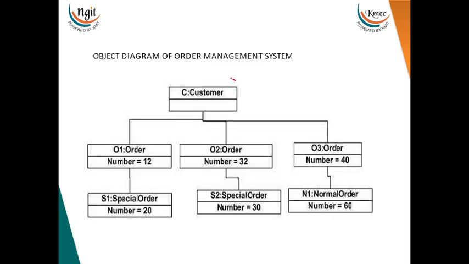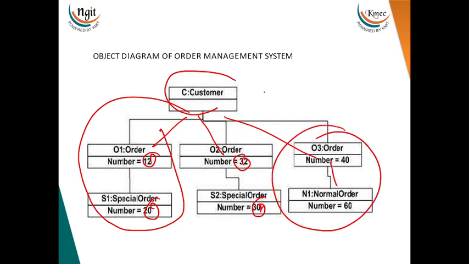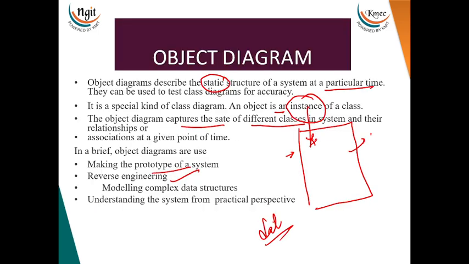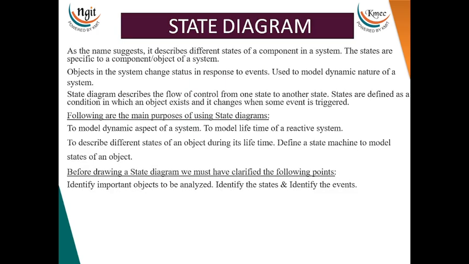Let's take an example. There is a customer who has given orders 12, 32 and 44. The order number 12, special order number 20. The order is changed, there is no issue, but the same thing. Here also 32, maybe it's different, and this is the same thing. So at a particular time, this instance is captured. This is called an object diagram. The time at which it is captured is more important to us. Correct? A particular time means it is capturing that instance for that period. That is the object diagram.